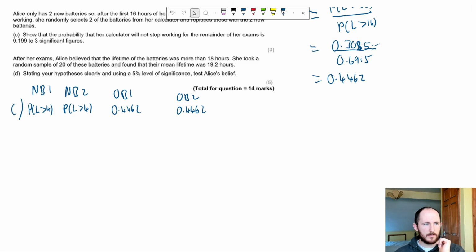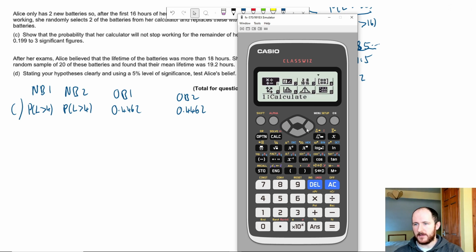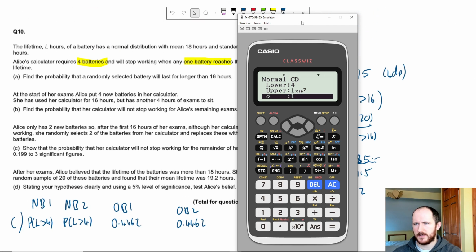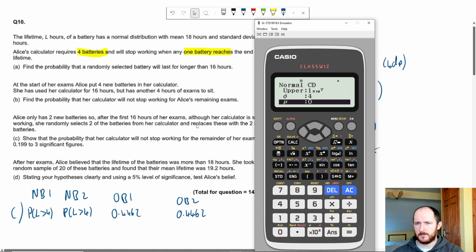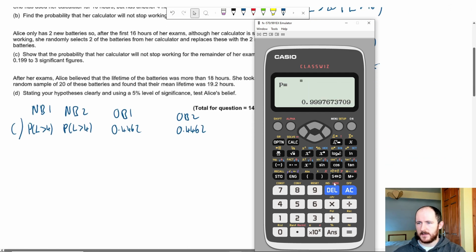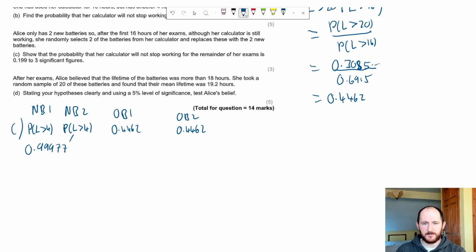So if I quickly whip out the calculator again. Menu, down to distribution, Normal CD. We have the lower bound of 4, the upper bound of, again, just a really, really big number. Sigma was 4. Mu is 18. Cool, so I get a really, really big number: 0.99977. And that's for both of these.